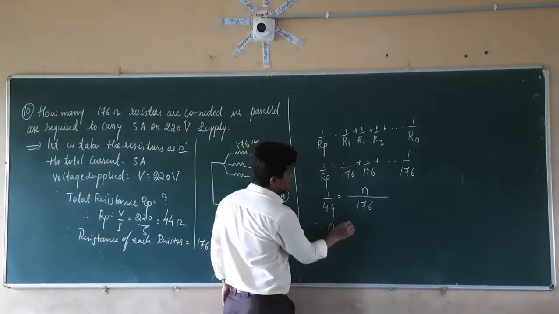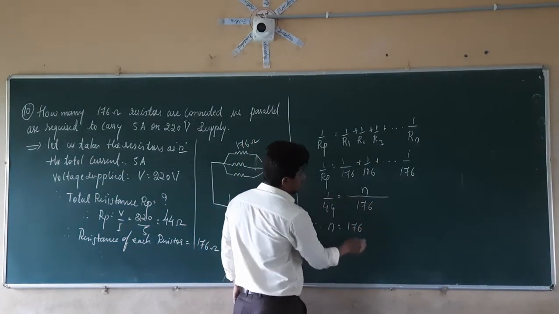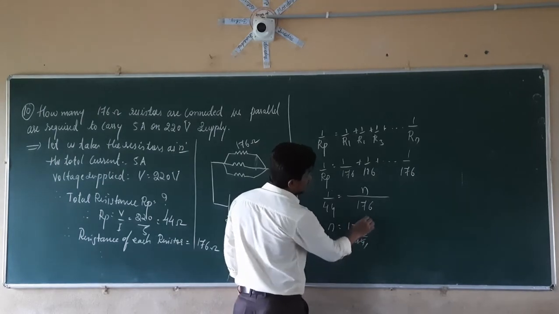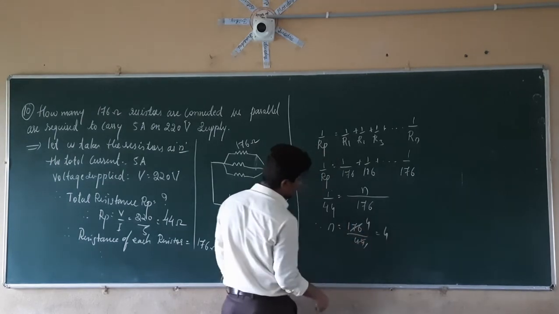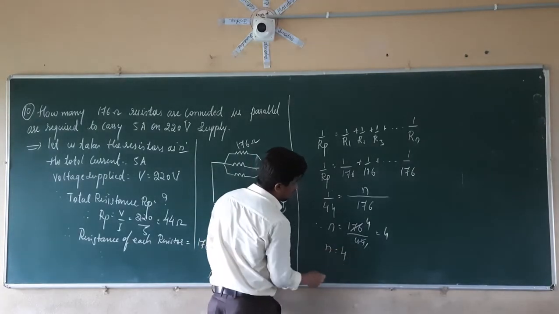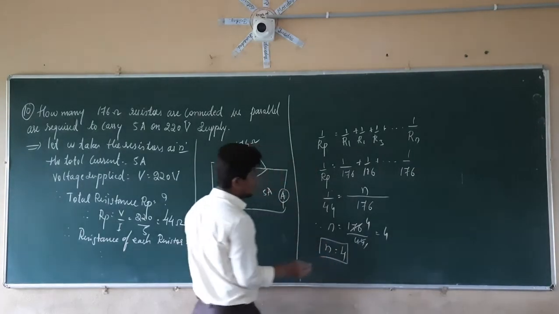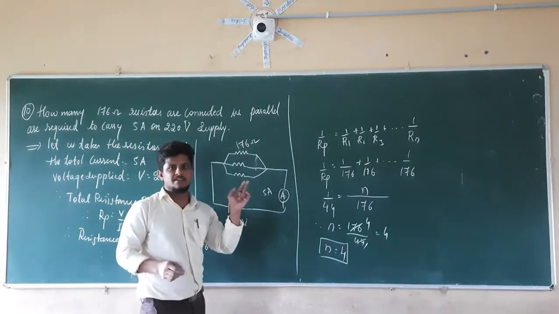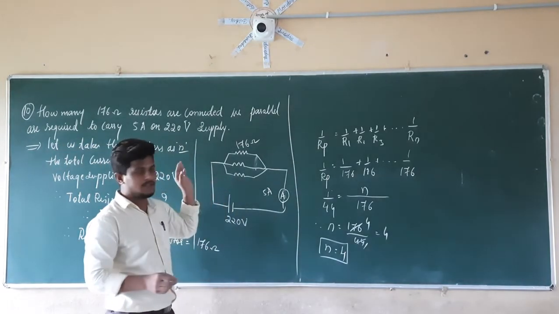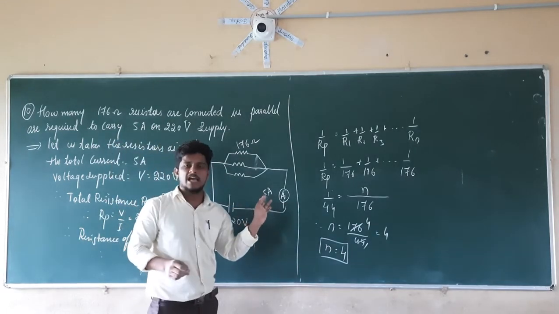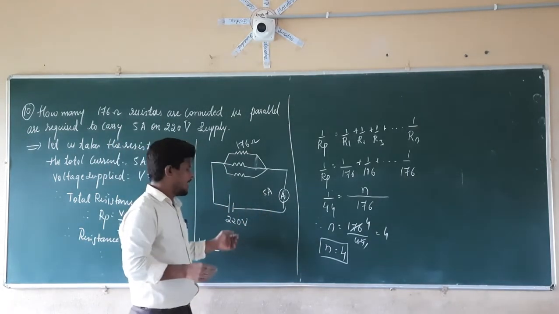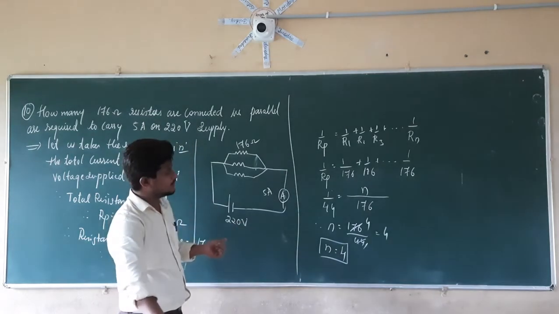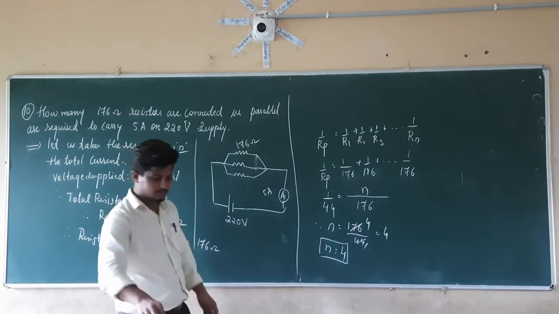Therefore n is equal to 176 divided by 44. 44 ones are 44, 44 fours are 176, therefore n is equal to 4. So we have to connect 4 such resistors, each having the resistance of 176 ohms, in parallel, so that we get the current of 5 amperes when we supply the voltage of 220 volts. Like this we have to calculate.